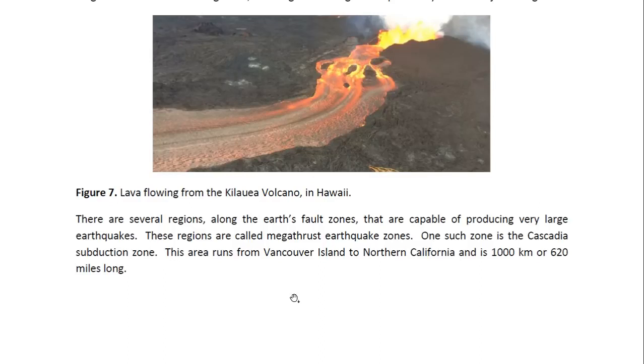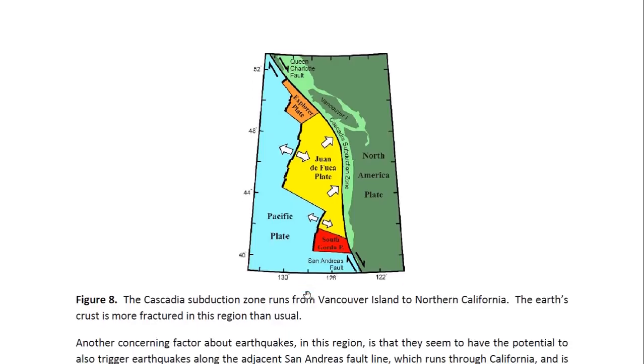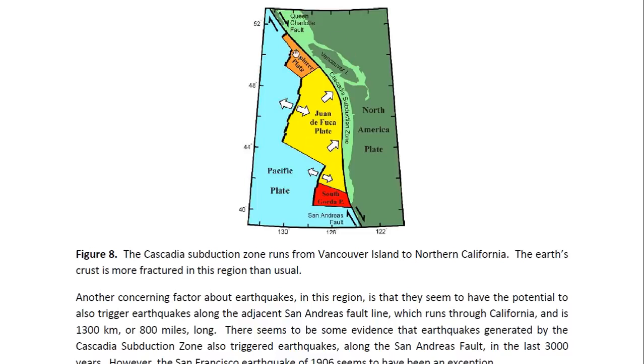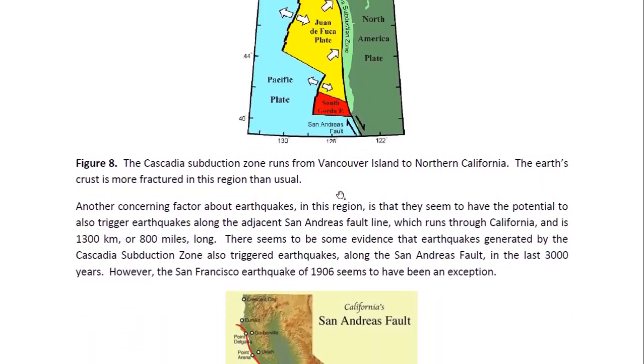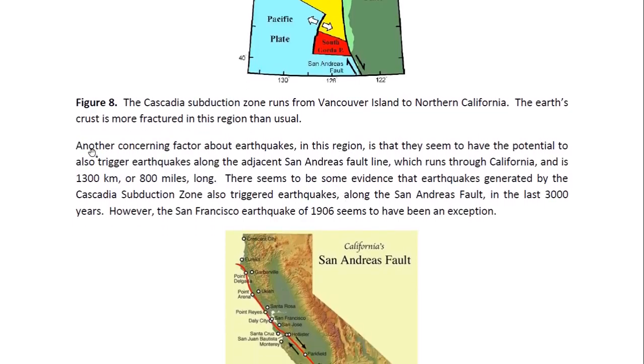And one such zone is the Cascadia subduction zone. This area runs from Vancouver Island to Northern California and is 1,000 kilometers or 620 miles long. And we see a map of it here. So the Earth's crust is more fractured in this region than in other regions, than even is usual in most fault zones.